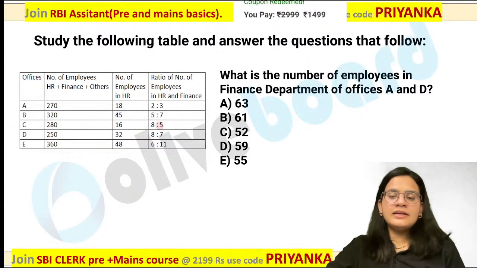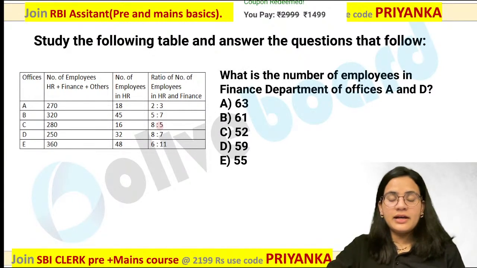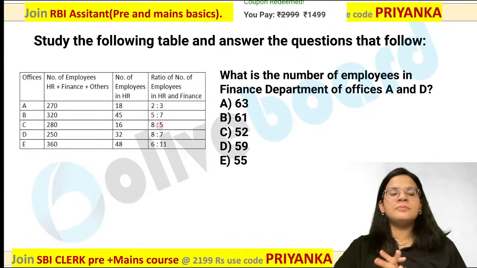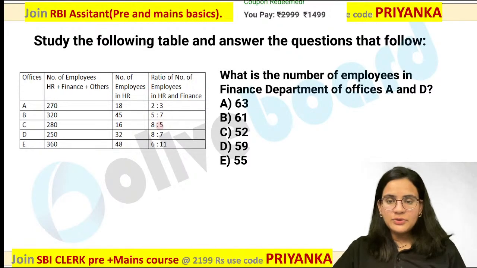Okay, DI से रतन in your pre-exam, आपके clerical assistant pre में 5 ही questions आएंगे, 1 or 2 DI would be there. But as far as your mains is concerned, you are going to have 3 to 4 DI over there. So आपको जो भी practice करनी है वो pre और mains दोनों को साथ में रख के practice करनी है. Are you getting it?